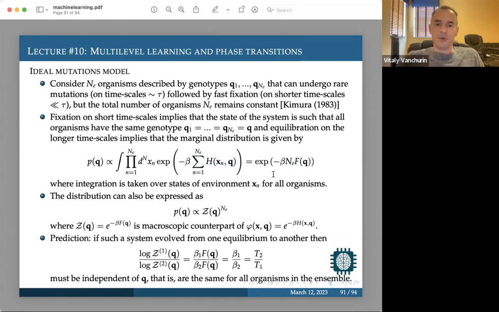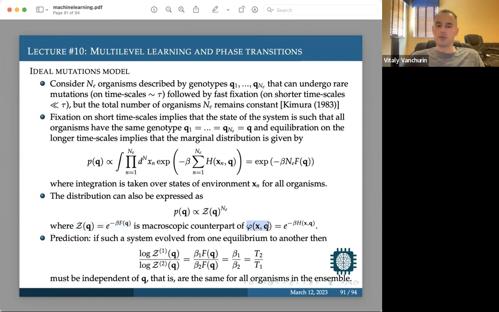Okay, now you can take this model, this distribution, and rewrite it this way, where now Z, or the partition function, is e to the minus beta f. So I've just taken e to the minus beta f, moved it out, and NE moved to the power. So now it's clear that whatever we call the partition function of single organisms is playing the role of the fitness. So partition function, something that biologists don't discuss, it's actually a macroscopic counterpart of the fitness.